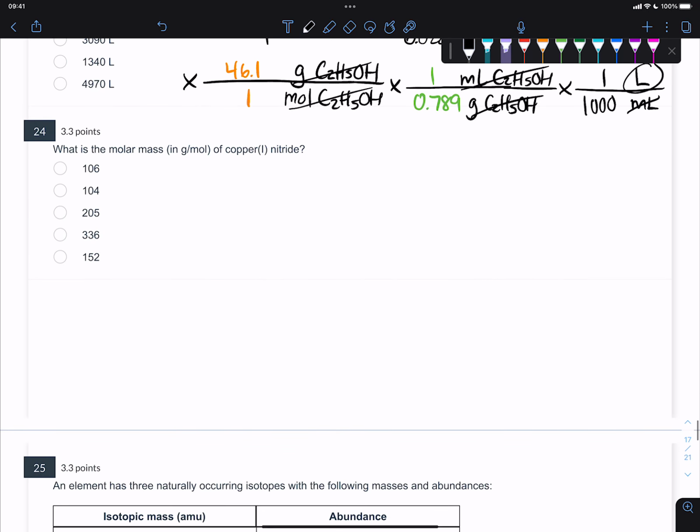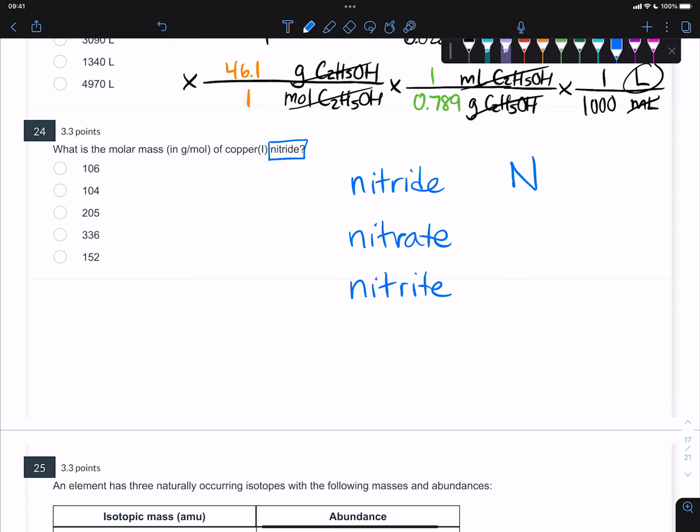Number 24. What's the molar mass of copper 1 nitride? So probably one of the biggest things people are going to want to review is what in the world is nitride? Like they all kind of swirl, right? So there's a few different ways that ions can appear. Let's say we have nitride, then we have nitrate, and nitrite. With your studying, you do need to be able to differentiate those, because nitride is just a single monatomic anion with a 3- charge. That's a nitrogen that has gained.